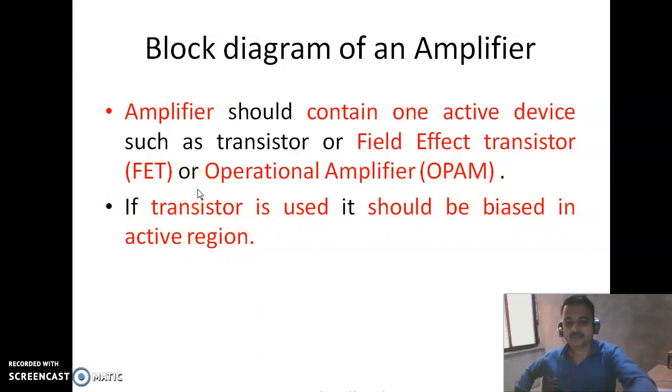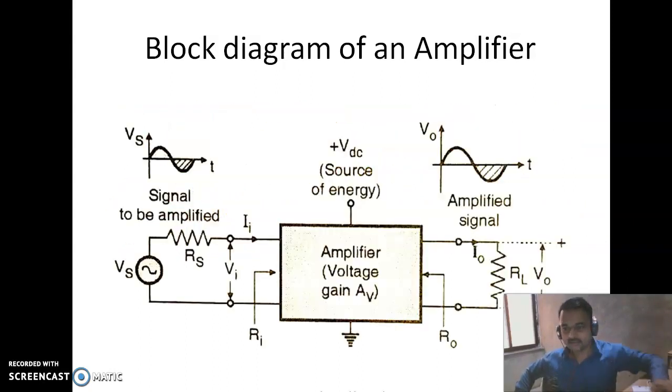So what is this saying? This is the block of the amplifier. This amplifier block should consist of an active device. It may be a transistor or it may be an operational amplifier. An active device means what? One which has the capability to supply power.